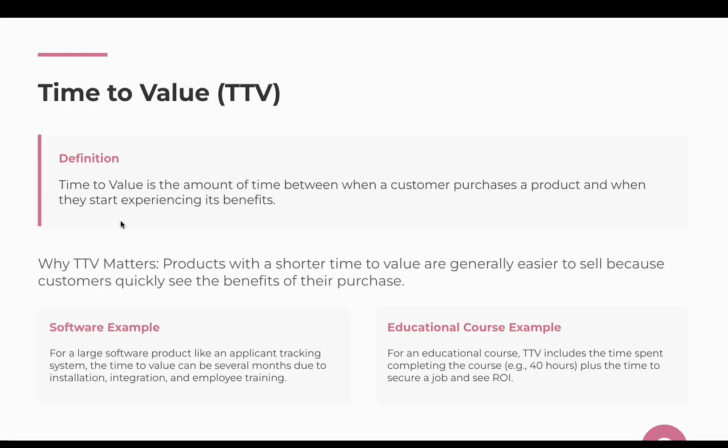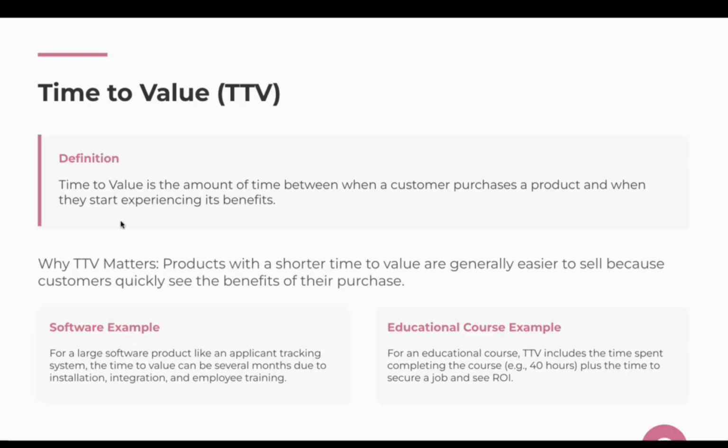I have two examples here. So I have a software example. For a larger software product, like an applicant tracking system, the time to value can be several months due to the installation, the integration, and the employee training. That's a longer time to value versus being hungry, looking up a restaurant, driving there, being seated, placing your order, getting your order, and eating the food. That can take about an hour, 30 minutes. Versus the software example, getting it, installing it, integrating it, and actually using it can take several months.